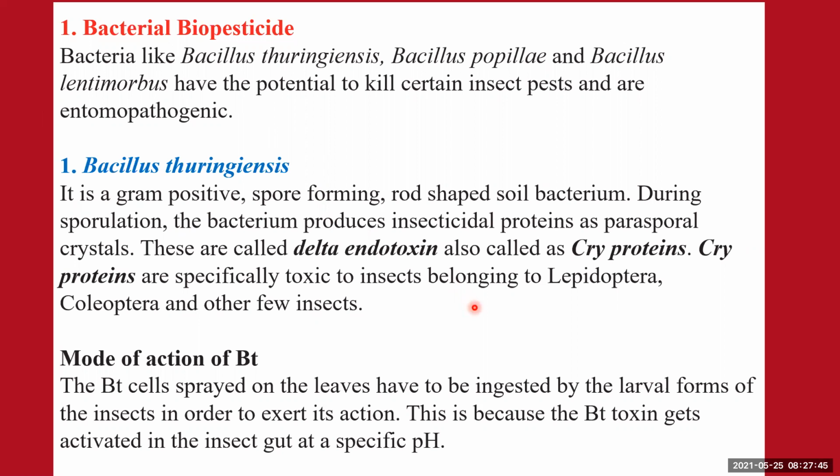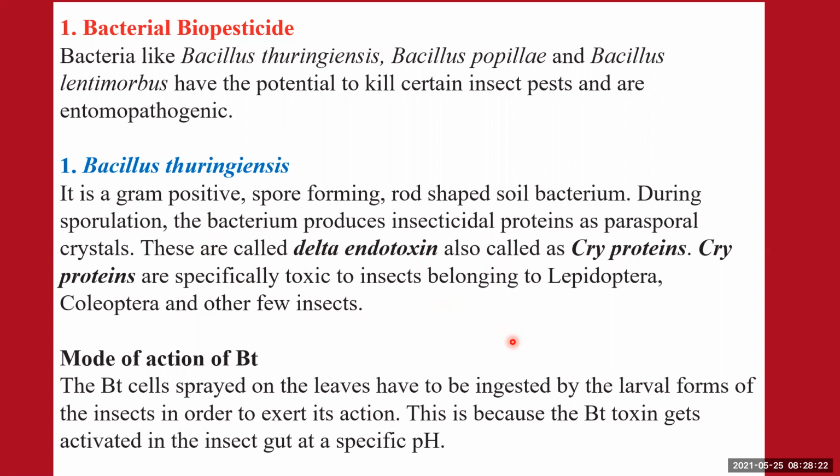It's a gram-positive, spore-forming, rod-shaped soil bacterium. During sporulation, the bacteria produces an insecticidal protein as parasporal crystals. This insecticidal protein is called delta endotoxin, also called crystal protein, or in short, Cry protein. They are specifically toxic to insects belonging to Lepidoptera, Coleoptera, and a few other insects.